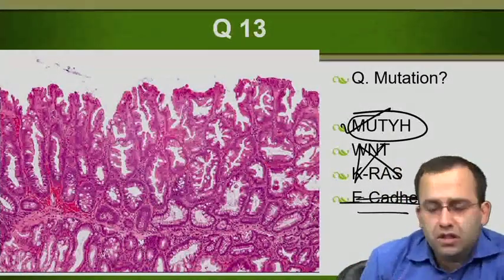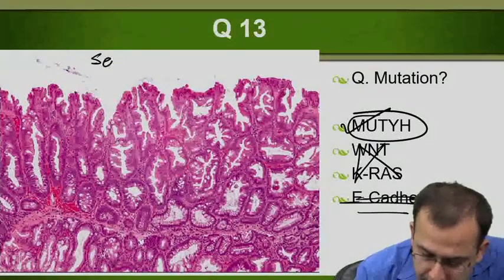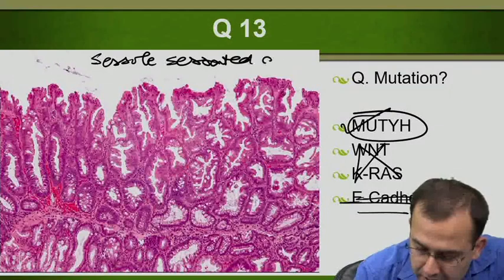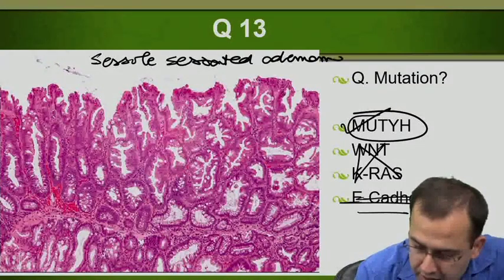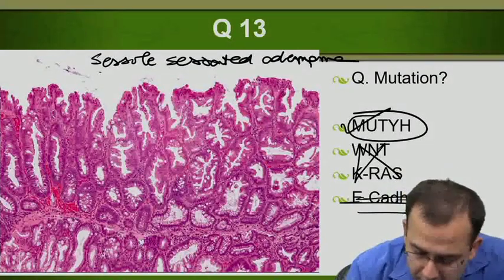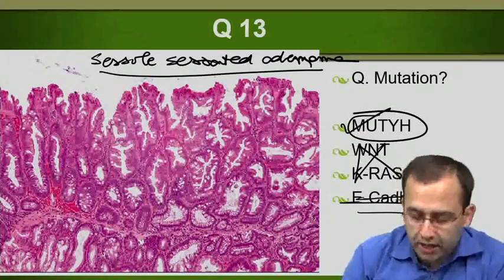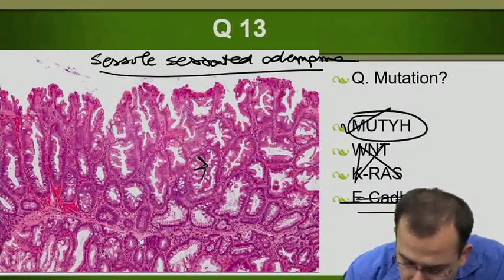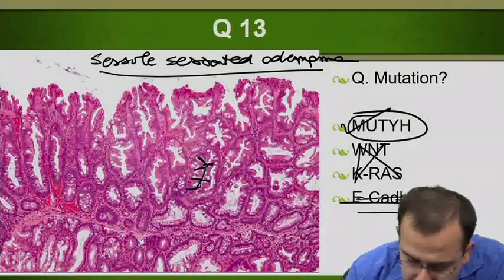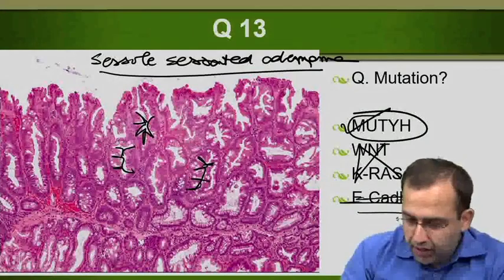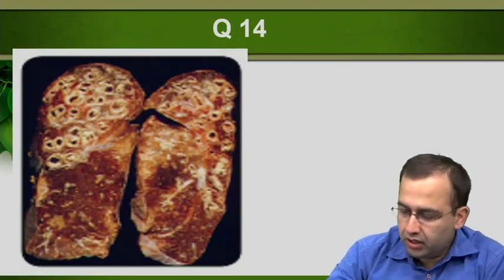What is the precursor lesion of MSI pathway? Sessile serrated adenoma. The precursor lesion of the MSI, microsatellite instability pathway, is sessile serrated adenoma. Serration means a knife has those serrations. All these are the serrations that you are able to see. Sessile serrated adenoma, SSA.